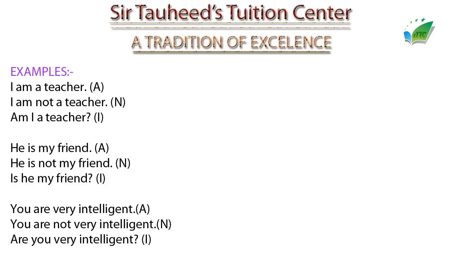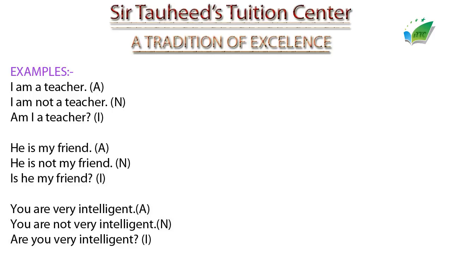So moving on to the next example, we have, he is my friend. And this is again the affirmative sentence. You can see here the subject is he, which falls in the third person singular category. So we have to use is after it. And then we have object, my friend. He is my friend. And this sentence is called affirmative.